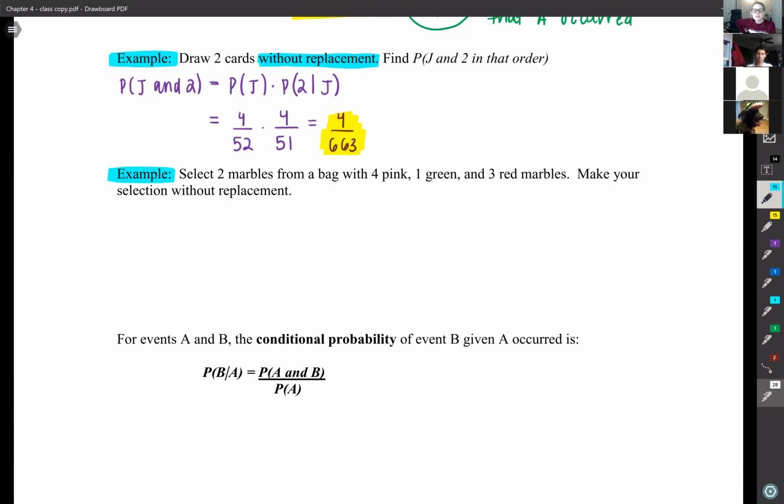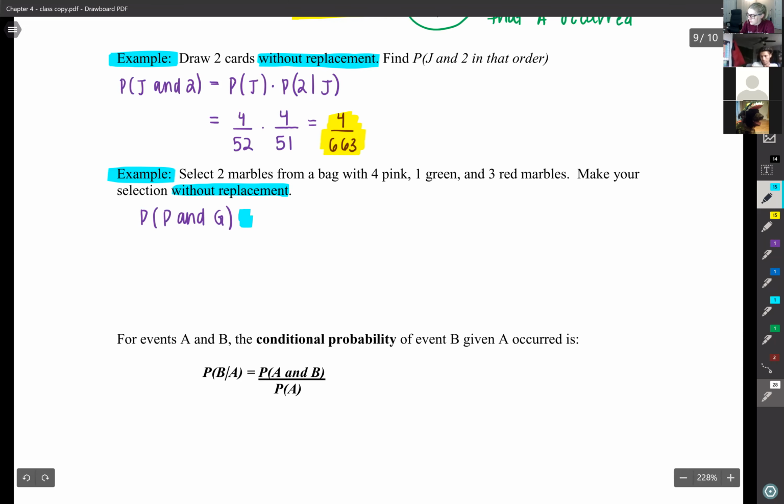Okay, so I'm going to say that we want to find the probability of getting a pink and a green marble. So we're picking 2 from the bag, keyword without replacement, which makes this dependent. So I want the probability of picking a pink and then a green marble when I don't replace the pink one back in. I don't replace the first marble that I pulled.